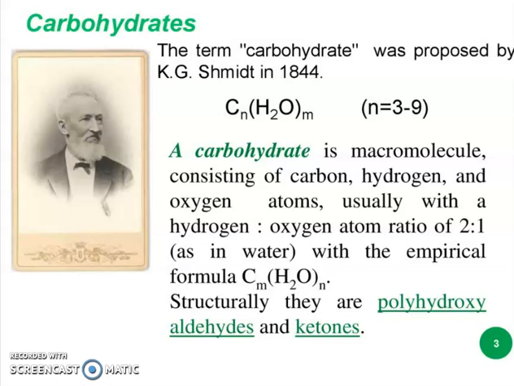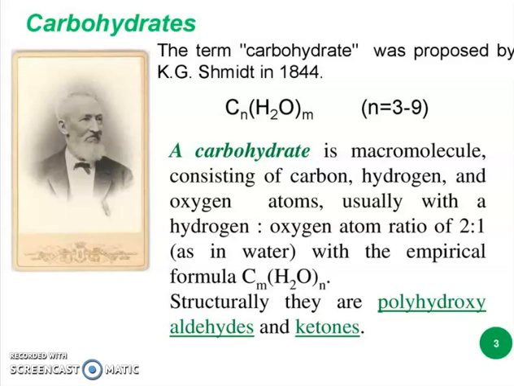Carbohydrates. Friends, the term carbohydrate was proposed by Smith in 1844, CnH2nOn, where n is equal to 3 to 9. A carbohydrate is a macromolecule consisting of carbon, hydrogen and oxygen atoms, usually with a hydrogen-oxygen atom ratio of 2:1 as in water, with the empirical formula CmH2nOn. Structurally, they are polyhydroxyaldehydes and ketones.